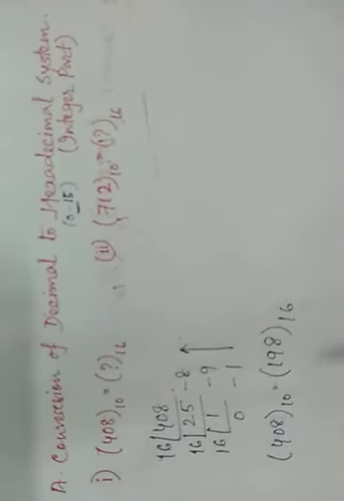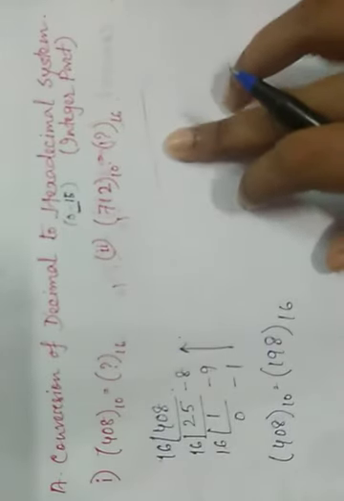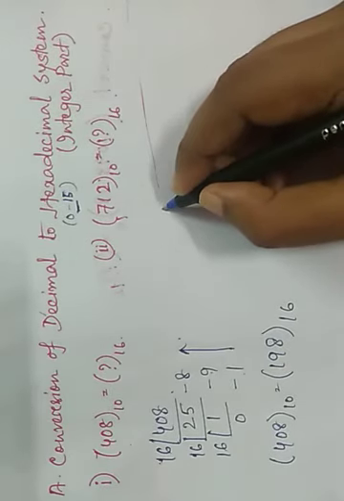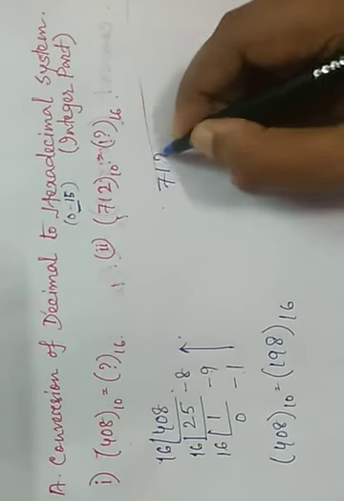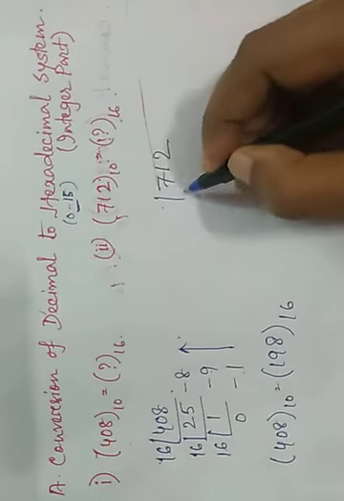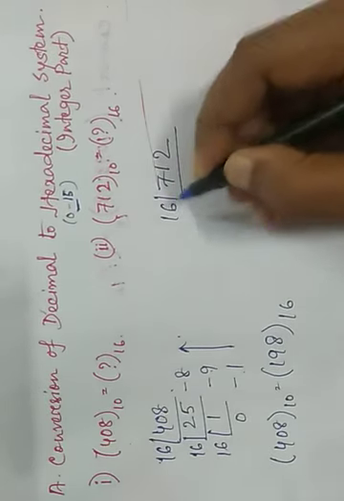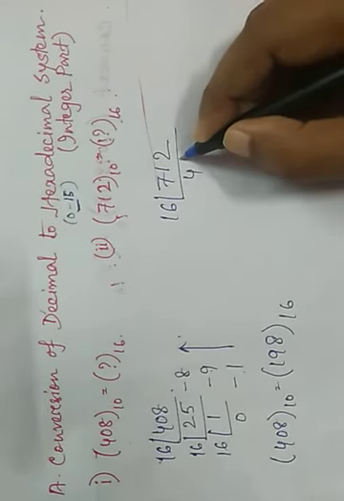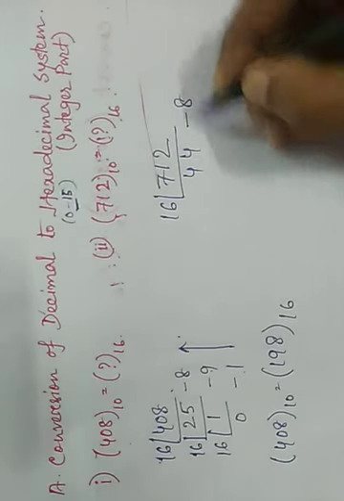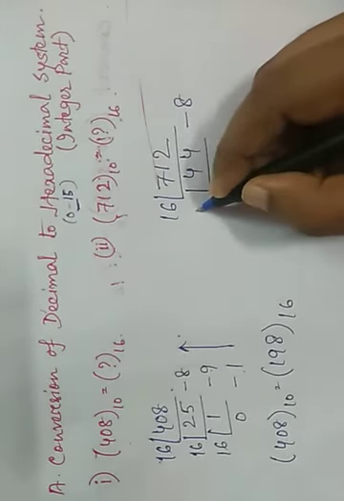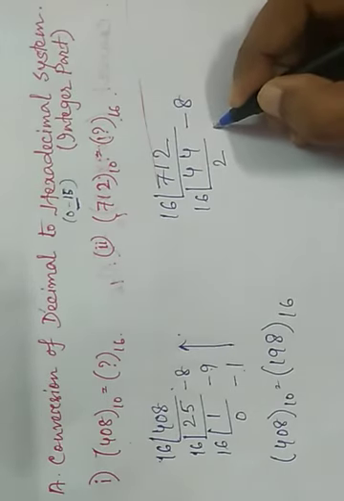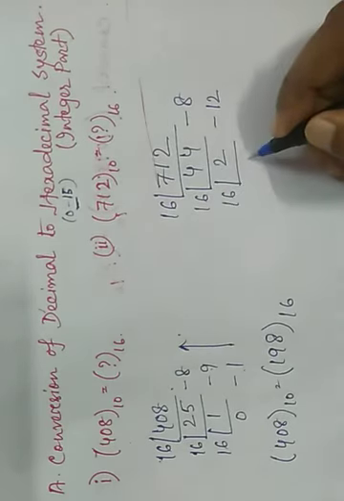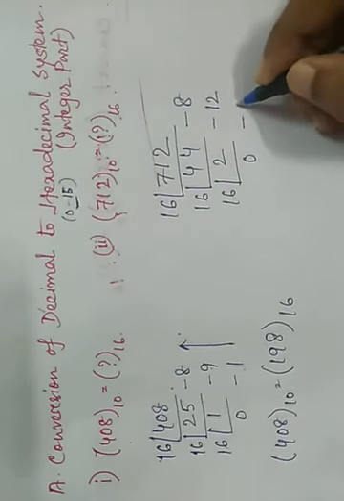Okay, now our another example is 712. Now let us see, 712. We have to divide it by 16. 16 times 44 is 704. Here its remainder is 8. Again, 16 times 2 is 32, remainder is 12. For 2, it is divisible by 16, 0 times, and the remainder is 2.